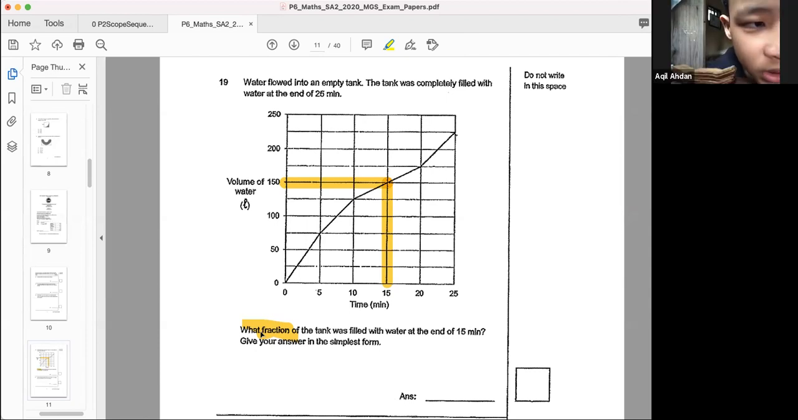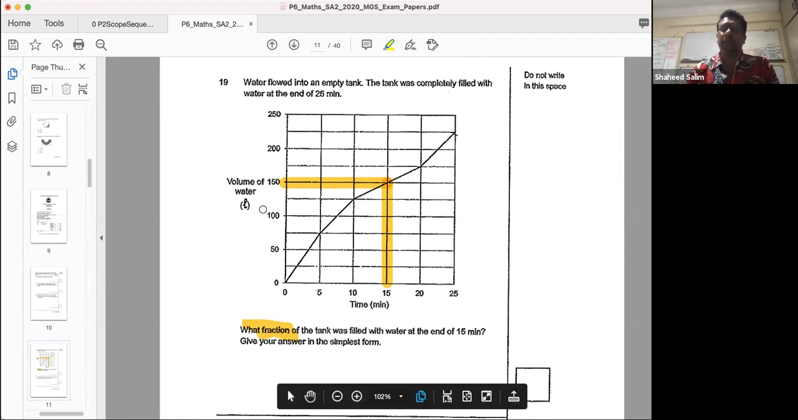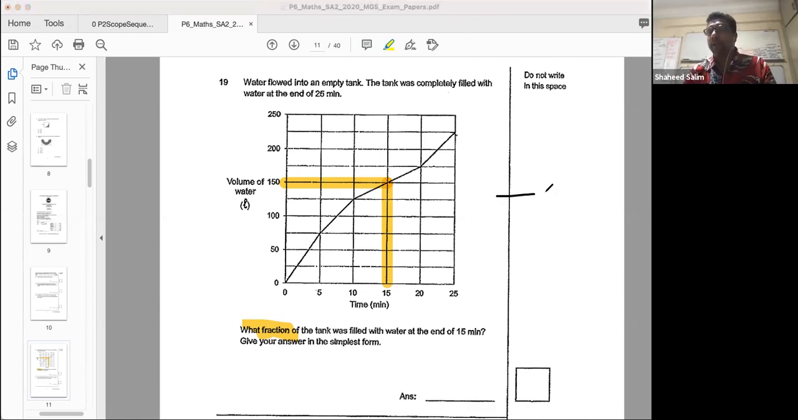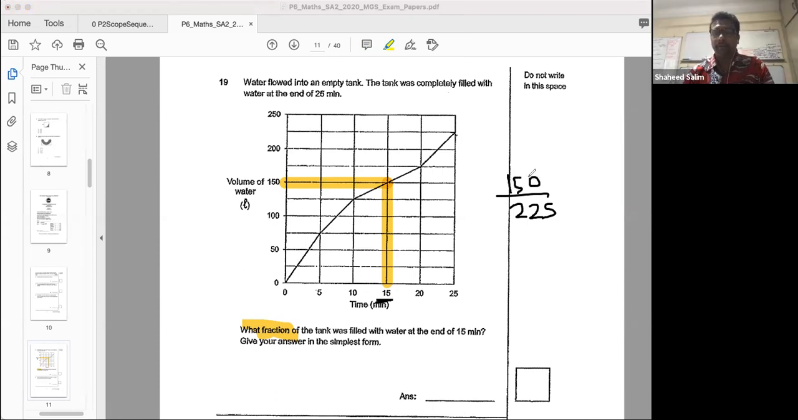Is it 1/3? 1/3 again. How much water was there at the end of 15 minutes? You tell me. 225. No, that's the end of 25 minutes. Okay, 225, correct, at the end. Then now at the end of 15 minutes is how much? 150. You put that there now. Do you say 1/3 or 2/3?